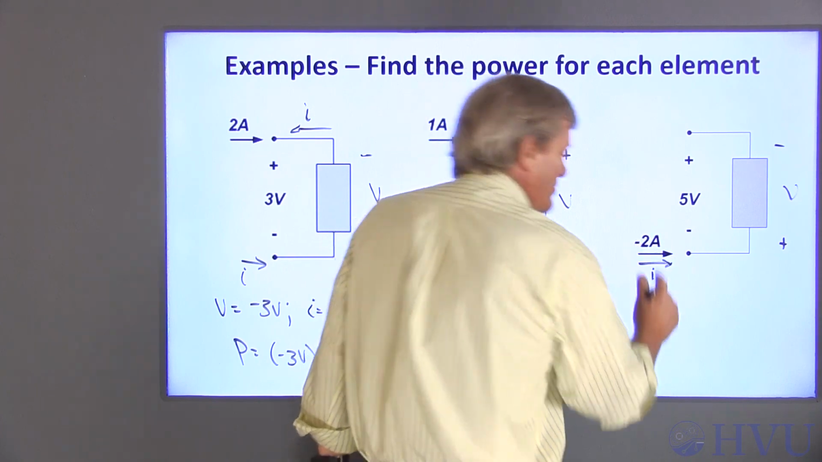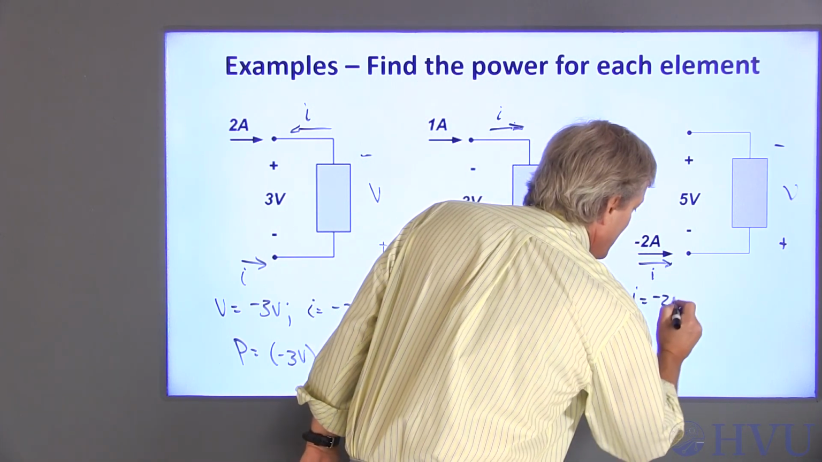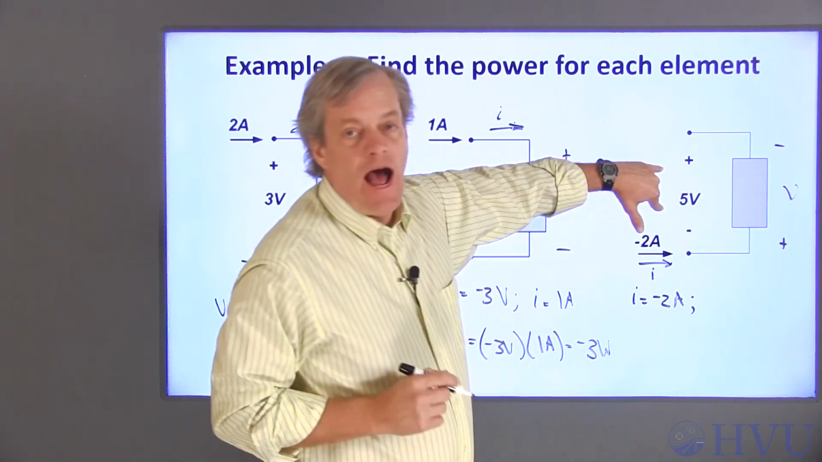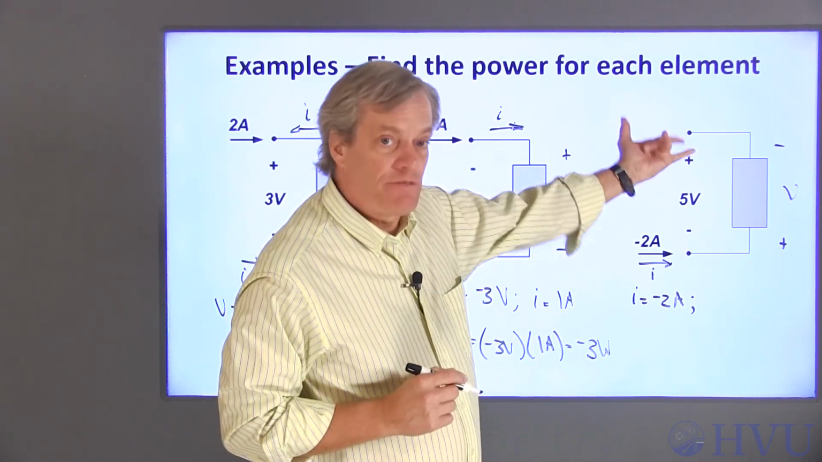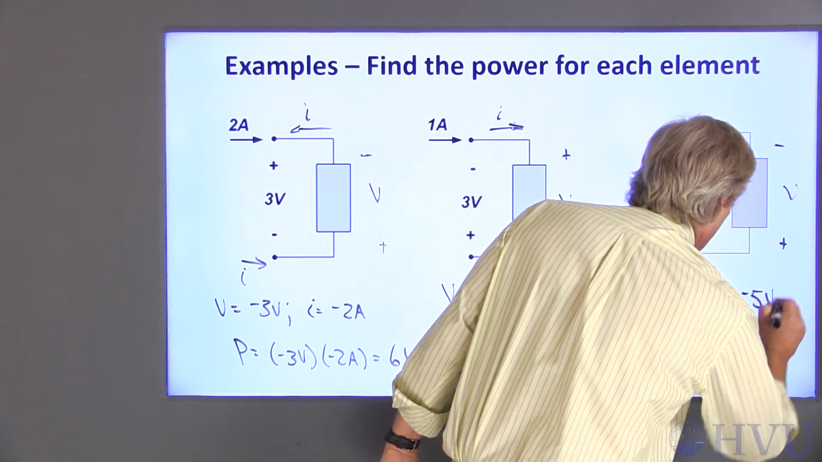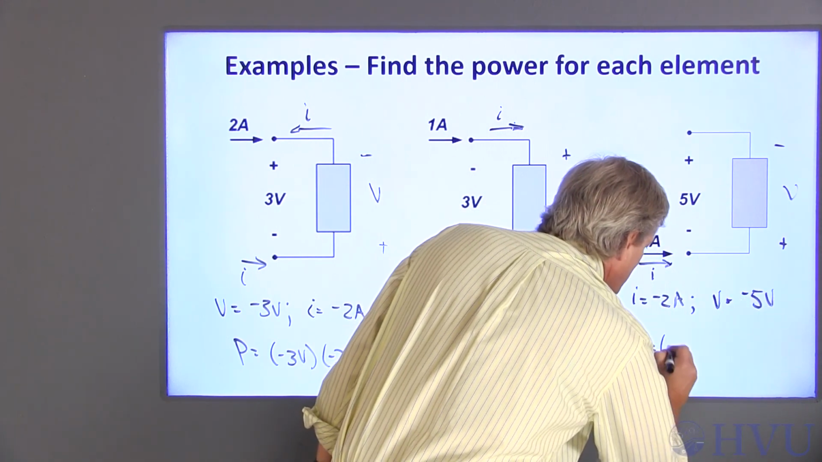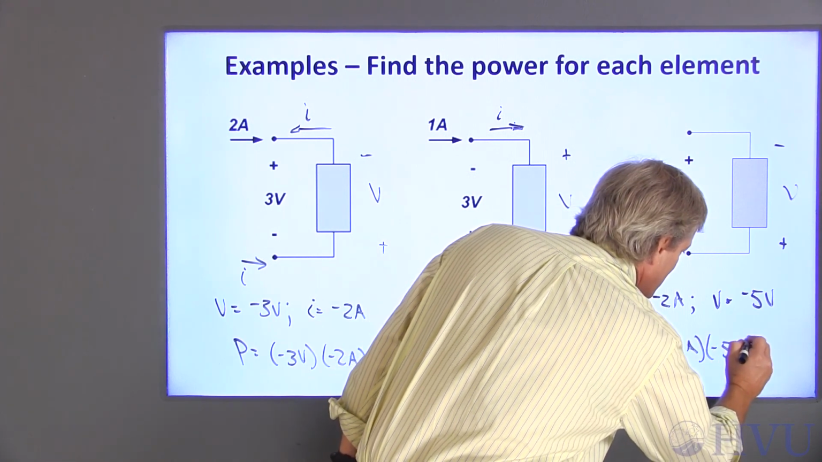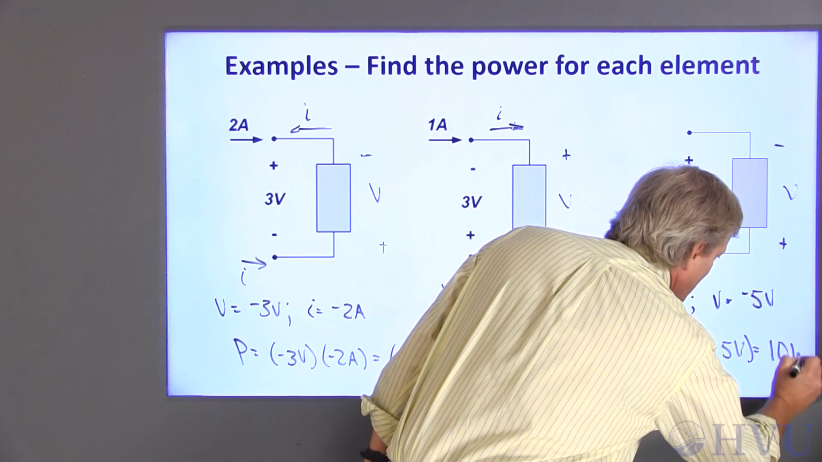This current is the same direction as this, so I is minus 2 amps. This voltage polarity is the opposite of the actual polarity, so I have to change sign on the voltage. So V is equal to negative 5 volts. And power is negative 2 amps times negative 5 volts, which is positive 10 watts.